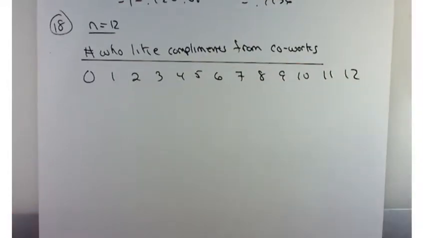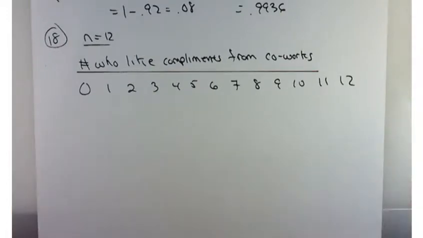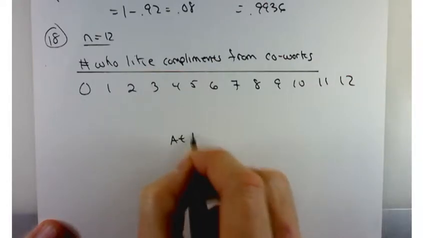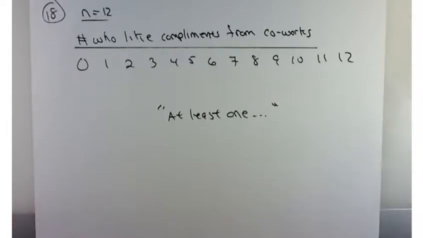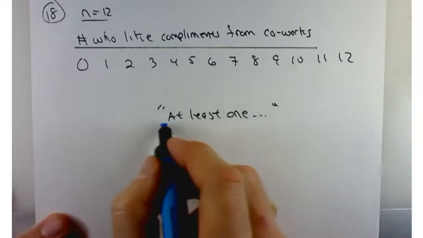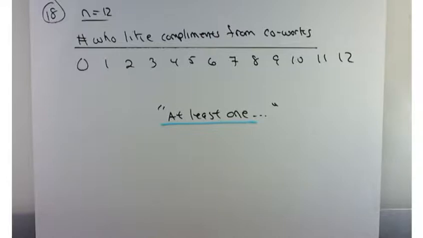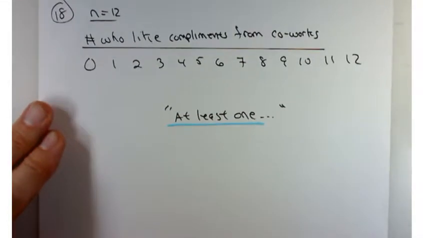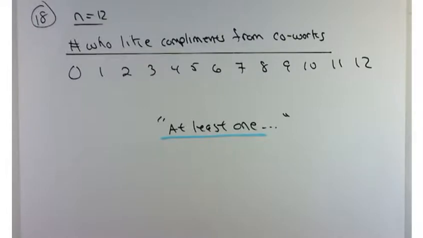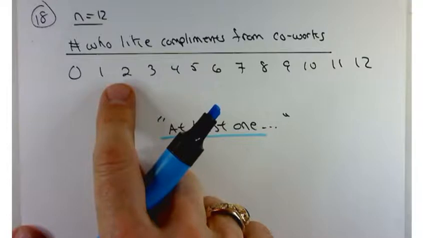What I want you to do is figure out what here I should circle when I describe the event at least one. So at least one likes to get compliments from coworkers. What's that event? Circle that in the sample space here. What should I circle? What number should I circle? 1 through 12.